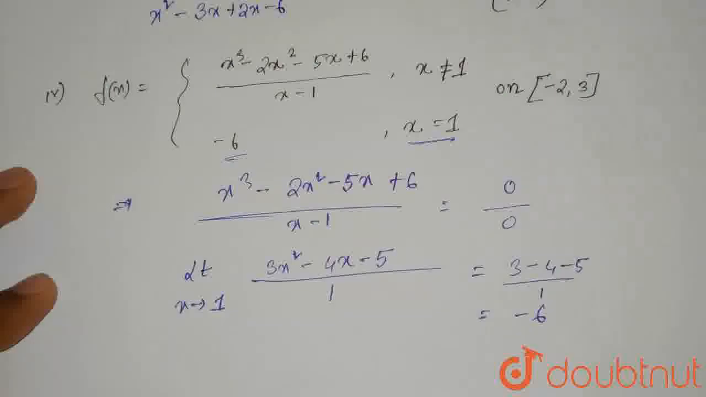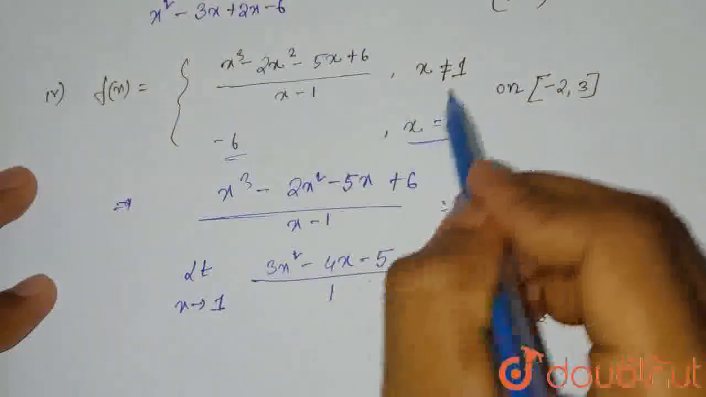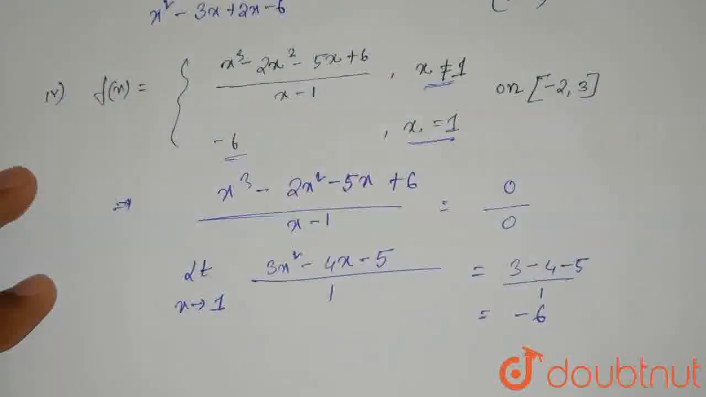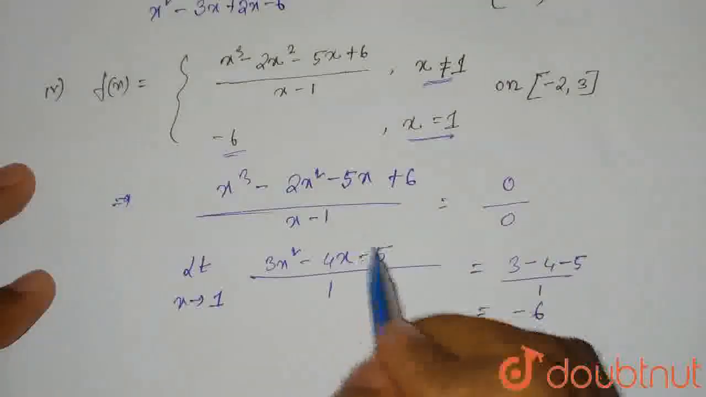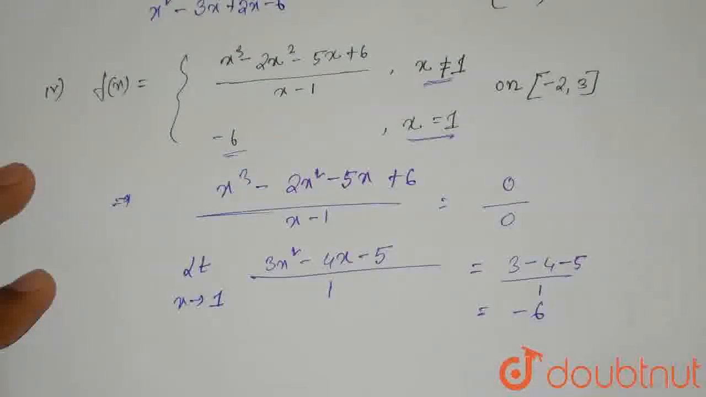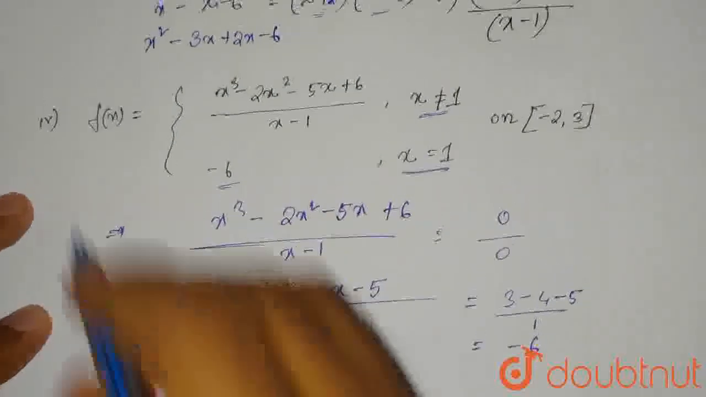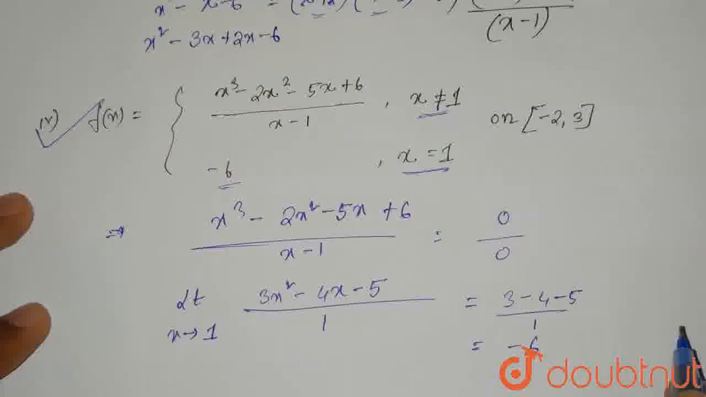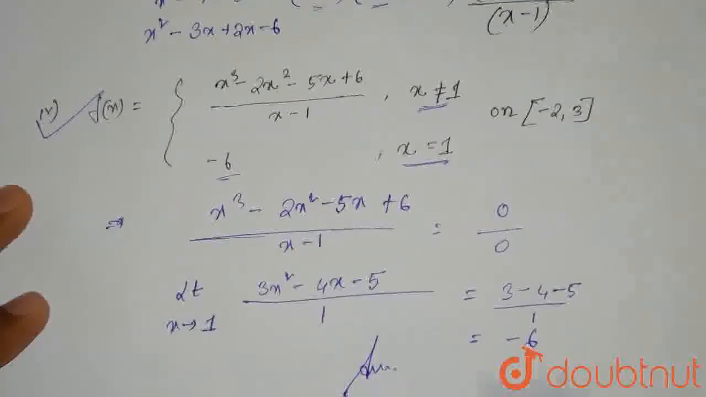That means the function is continuous at x equals 1, and thus this one is not continuous where x is not equal to 1. Whenever x is not equal to 1, it's not continuous, but at x equals 1, it is continuous. And this function is also differentiable, as we applied the L'Hospital rule and then differentiated it, so it's also differentiable and also continuous. So our fourth option is the correct option, where the function is continuous and differentiable. So this is the required solution of this question.